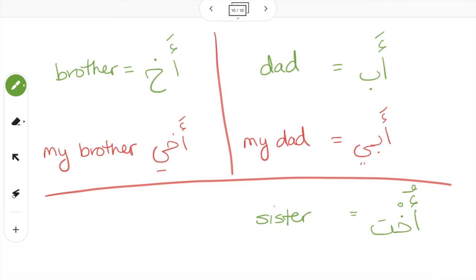Okay. Now, if I wanted to say my sister, what letter would I add to the end of this word? We take the same word and we end it with a ya. Ukhti, meaning my sister. Let's do another one.